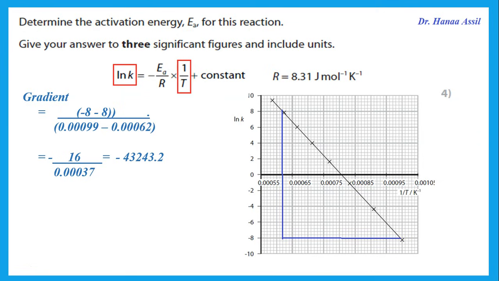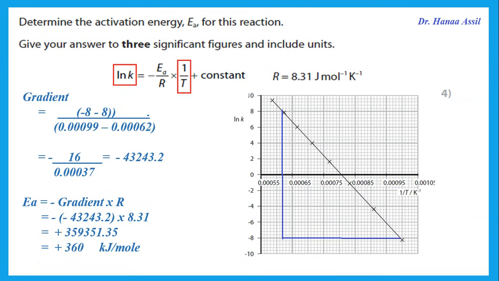So for example, the gradient of this line is this. The gradient is minus Ea over R, and that means Ea is minus gradient times R. And putting the numbers in there, we get the value for activation energy.